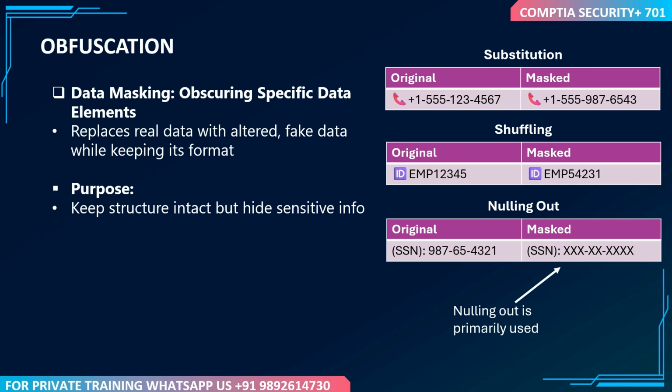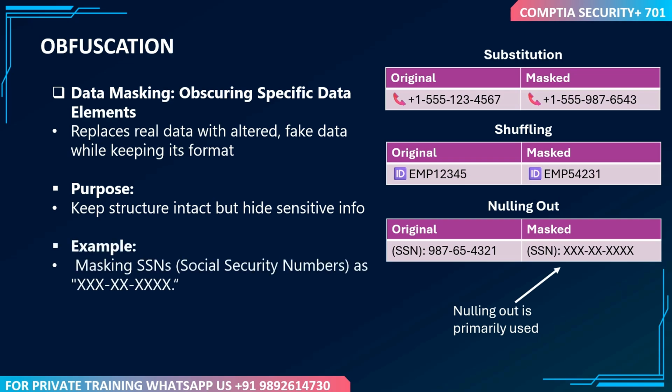Now, there are several techniques for data masking, including substitution, that is, replacing real data with fake data that fits the same format. Example, replacing a real phone number with a fake but similarly formatted number. Shuffling, rearranging the characters in data so the original information can't be easily reconstructed. Nulling out, that is, replacing the sensitive data with a null value or an empty space. Encryption. Although encryption is different from data masking, it can sometimes be used as a masking technique when keys are not available.